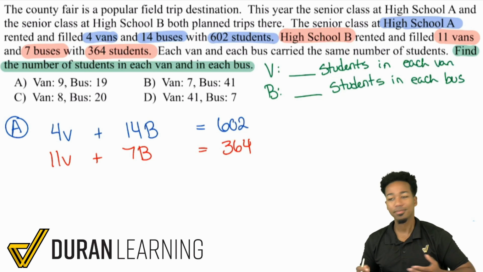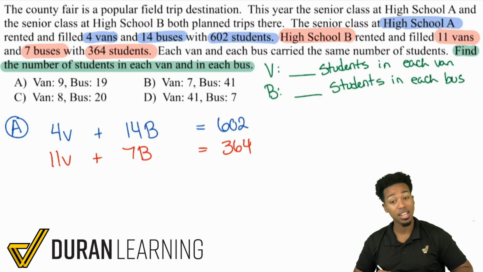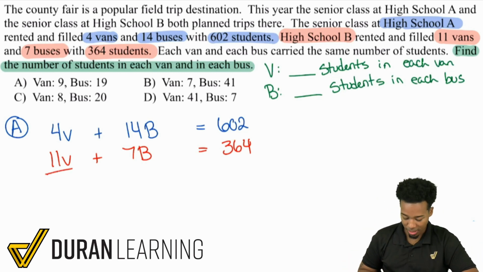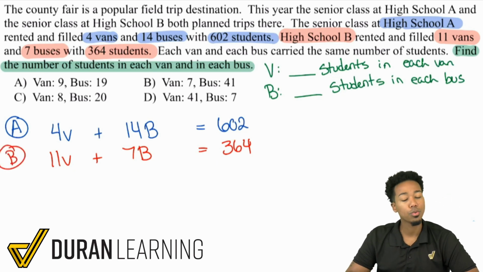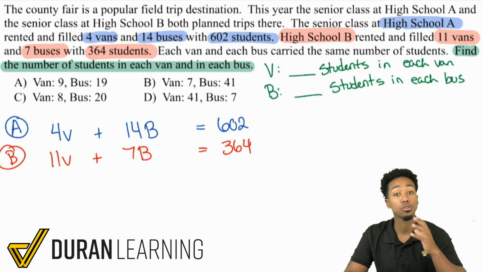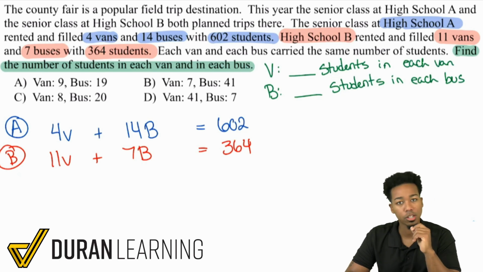Because again, 11 vans, V students in each van. Multiply those together to get the van students. Then we have 7 buses, B students in each bus. Multiply those together to get the total number of kids in the buses. Then you add the vans and the buses together to get the 364 students. That's high school B. So I really hope that you're seeing this as something that's truly understandable and possible to set up. Because now what we'll do, my party people, we're going to solve this.